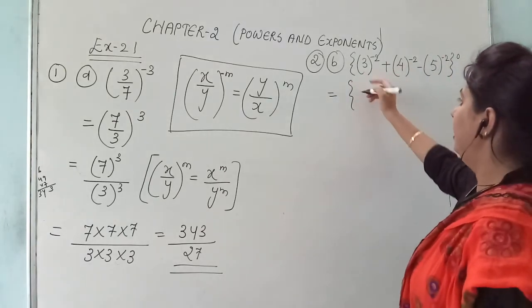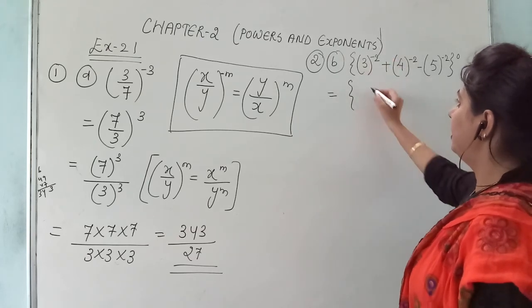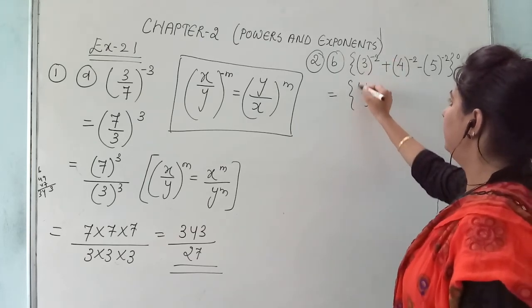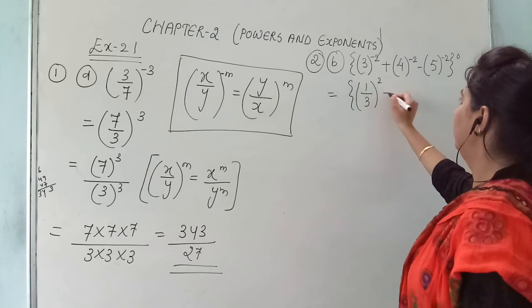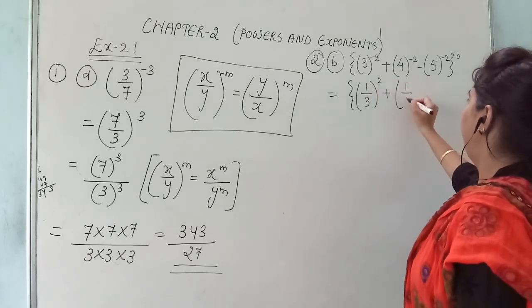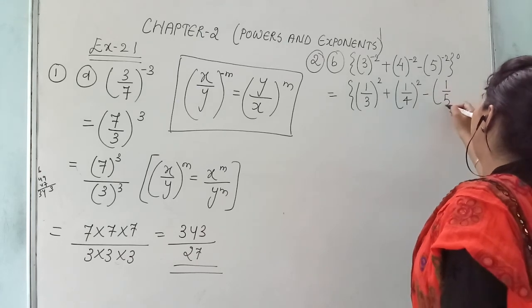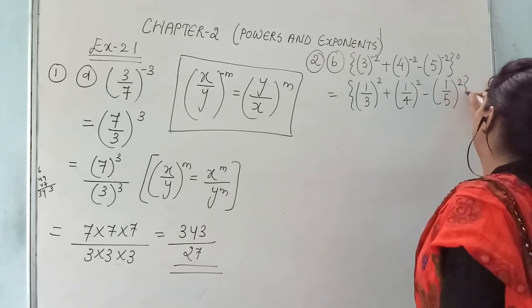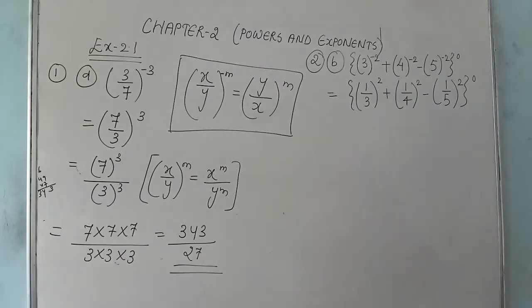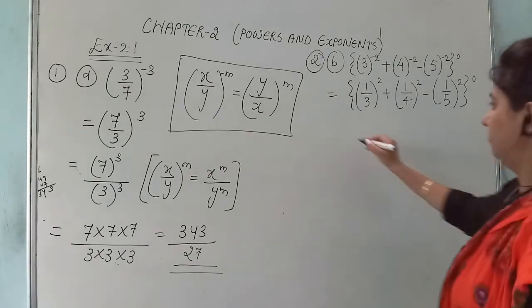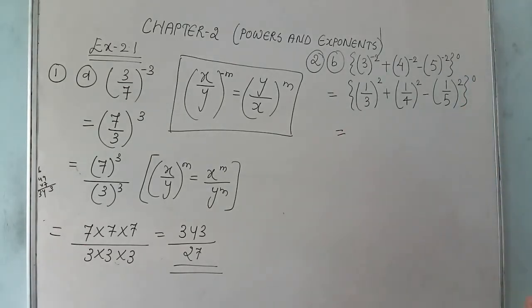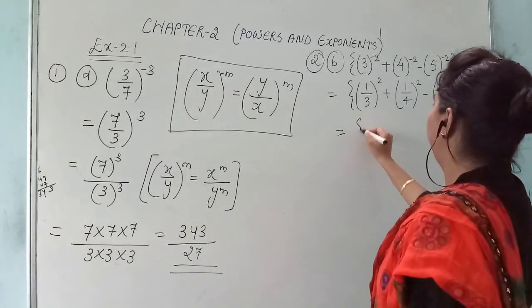What is in the small bracket? 3 is given and the power is given, minus 2. So what will we do? 1 by 3 raised to the power 2 plus 1 by 4 raised to the power 2 minus 1 by 5 raised to the power 2, whole power 0. See, directly also we can write, any number raised to the power 0 will be equal to 1 only. Then also we will solve this bracket first.